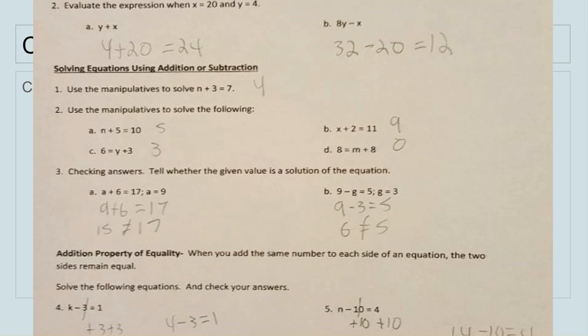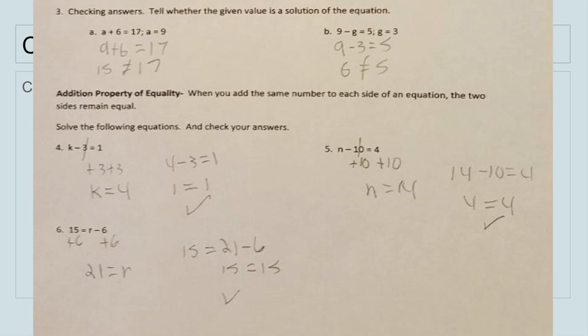I asked student A to solve 4 more problems on the worksheet using the manipulatives, putting the ping pong ball in place of the variable in each equation. Here we see she was able to solve the problems correctly, the problems being number 2, A, B, C, and D. She was able to do these very quickly, and it seemed to be very intuitive using the manipulatives.